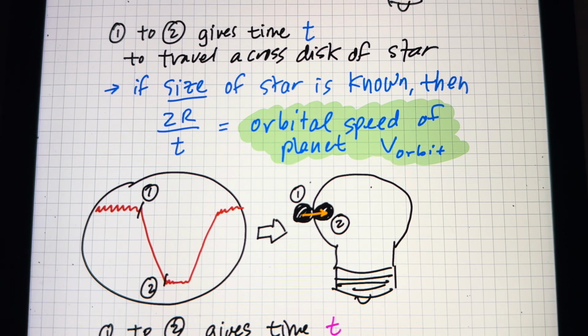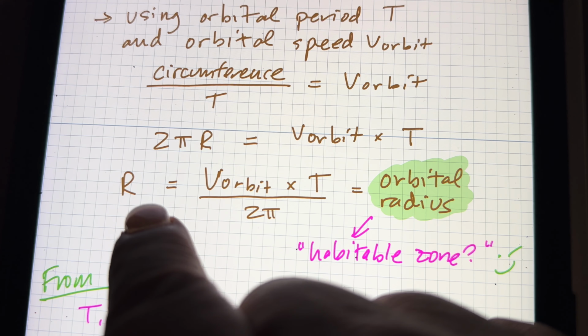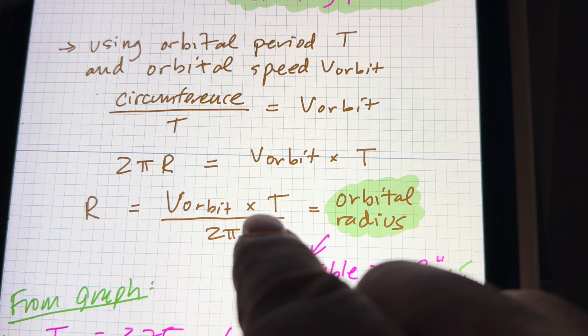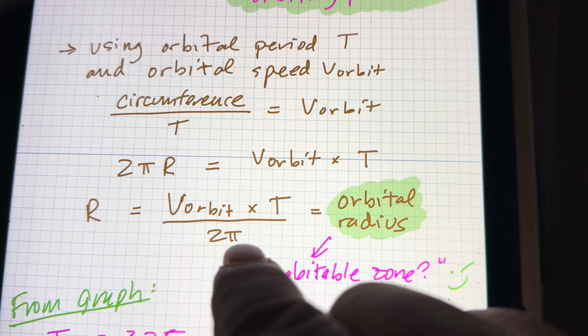Okay, so given the information that we've gotten so far, from the graph between the 2 dips, we can get the orbital period, capital T. The orbital speed we just calculated up here. So knowing those 2 things, we can use this now, where the circumference of the orbit divided by the period of the orbit should equal the speed of the orbit. That makes perfect sense. And circumference is 2 pi r. You divide that by t, and then you multiply both sides by t to end up with this: 2 pi r is equal to v orbit times t. So capital R is going to equal v orbit times t divided by 2 pi. Capital R is the orbital radius.